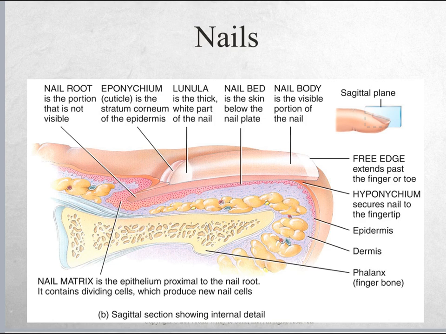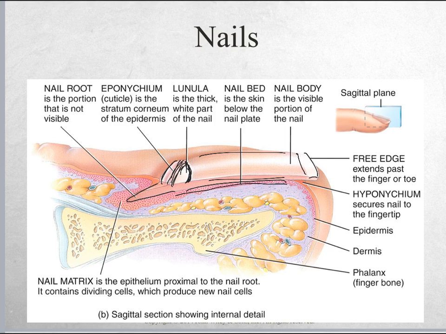So again, our nail root, this is what's in that fold of skin. The eponychium, which is our cuticle that you usually push back. Our lunula, this white portion, can be used to help determine nail health if you have a large lunula or an absent lunula. The nail bed, so we see that right here, followed by our nail body, the visible portion of the nail, and our free edge that we cut.